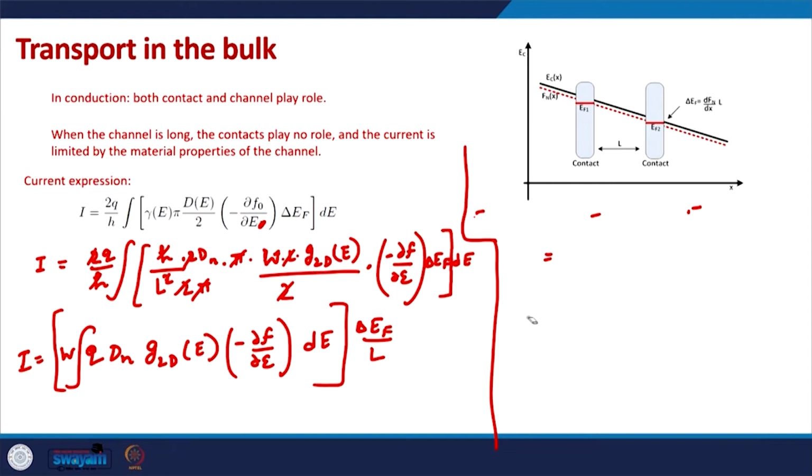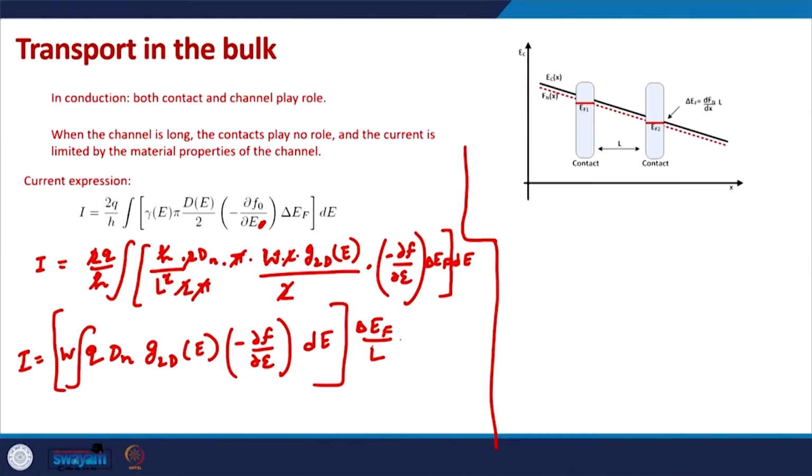Okay. So now we have delta EF by L here. This was used in the case of diffusive transport, and delta EF was the difference in the Fermi function of the left contact and the right contact. So in the bulk transport case, this delta EF by L can be written as essentially the gradient of the quasi-Fermi levels.